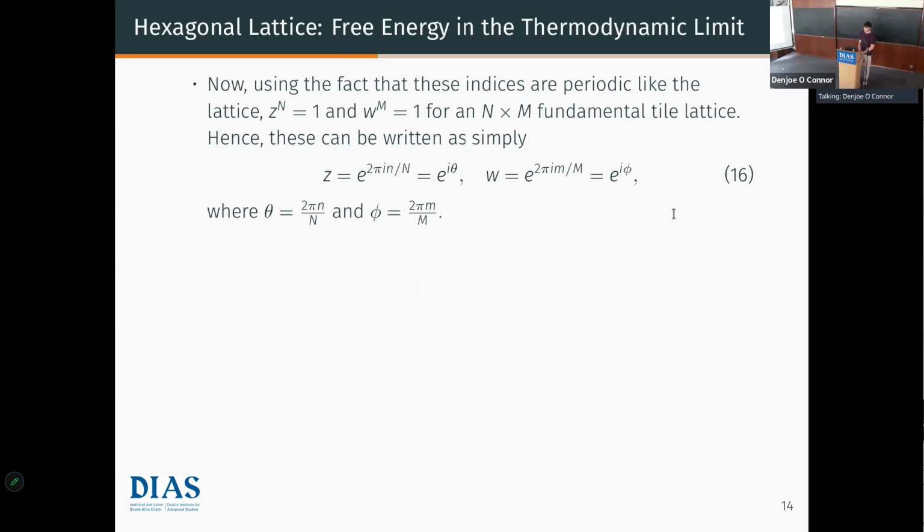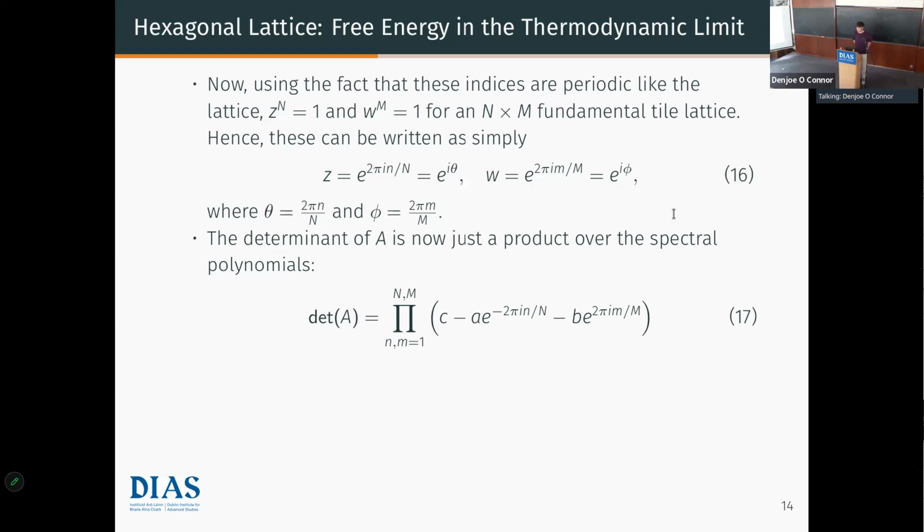Again, using the fact that these indices are periodic, we're on a periodic lattice, then z to the power of n has to be 1 because k plus n has to be equal to k for k1 or k2, and same case for w. So we can write them in the following form, where theta and phi are defined as laid out there: 2 pi n over n and 2 pi m over m.